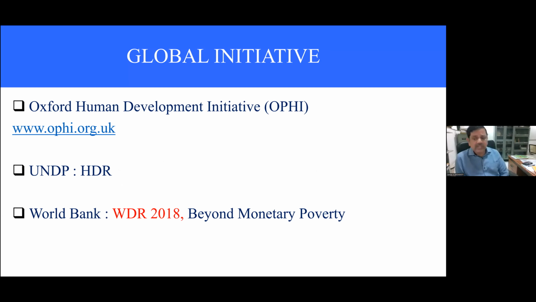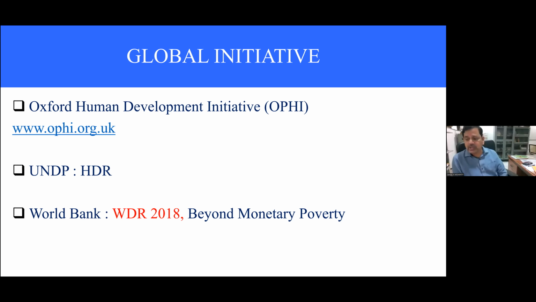If you look into this, they are the global player where we can see the multidimensional poverty initiative. The Oxford Poverty and Human Development Initiative, popularly known as OPHI. If you go to their website, you can find a lot of readings, including the reports, papers, state archive files, and the tables. A lot of the readings you can find on the OPHI website.